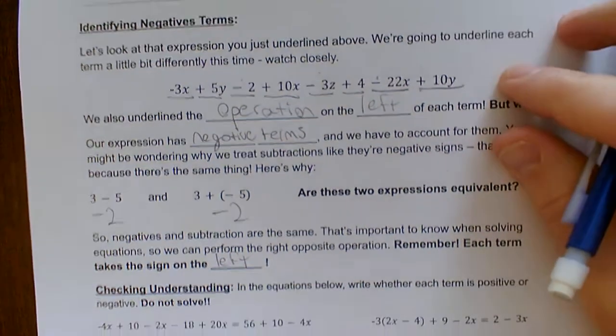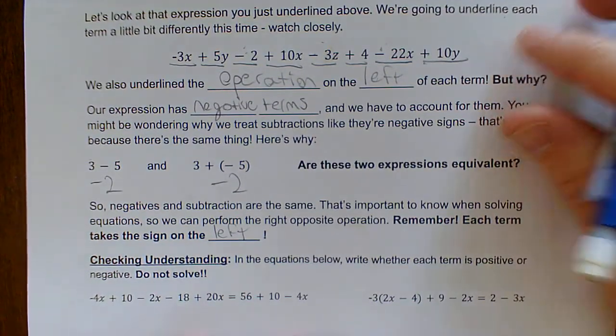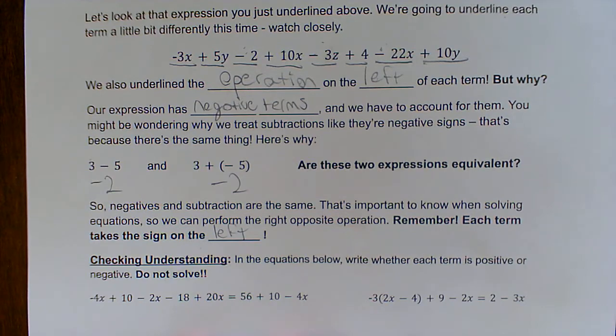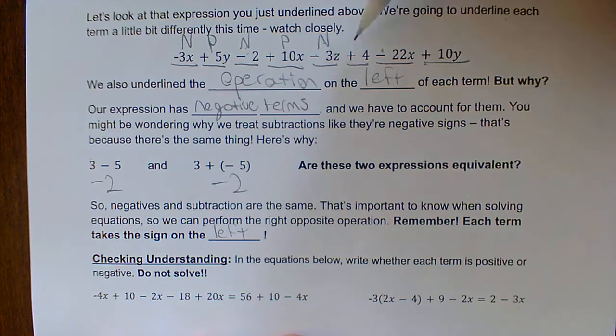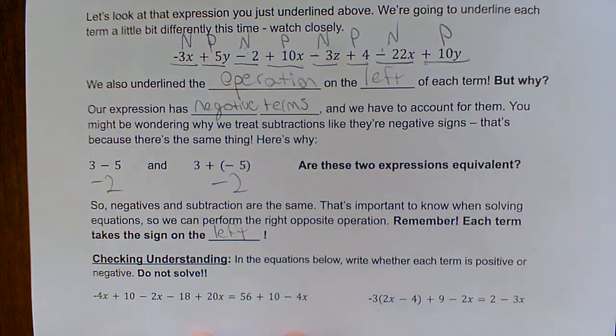In the checking understanding below, I want you to identify whether each term is positive or negative. And I'll show you what I mean. Going back up to this expression, I'm going to use an N to identify terms as negative and P to identify terms as positive. This first term is negative. The second term is positive. I have negative, positive, negative, positive, negative, and positive again. Below, you'll be able to identify each term with an N for negative and a P for positive. Go ahead and try those, and when you're done, flip to the back.